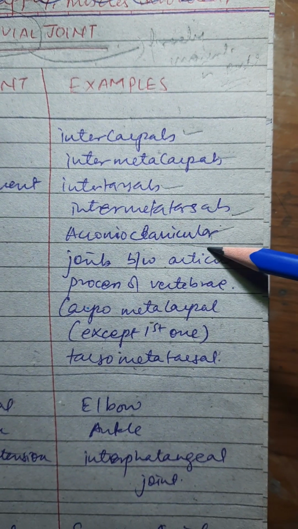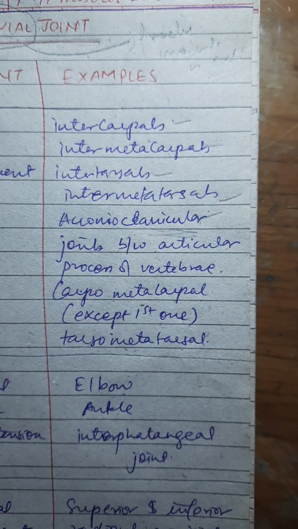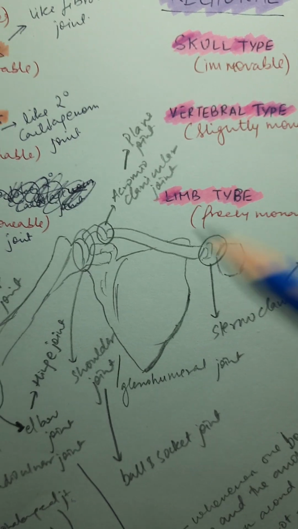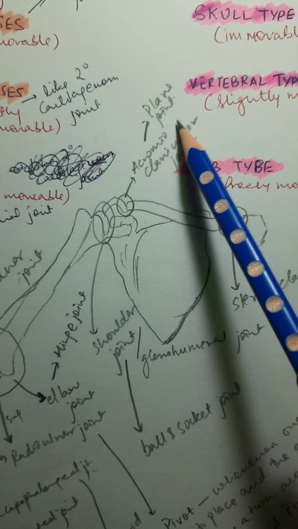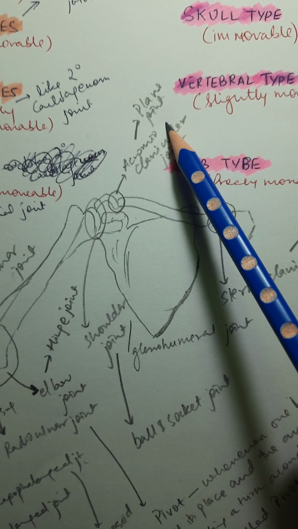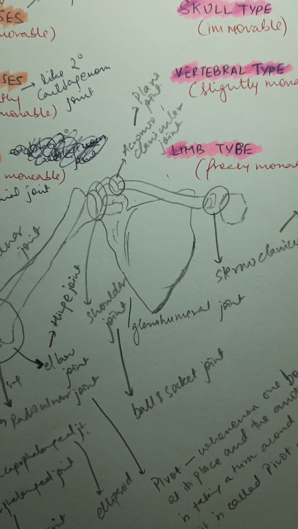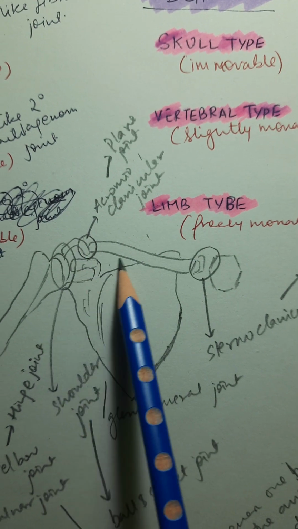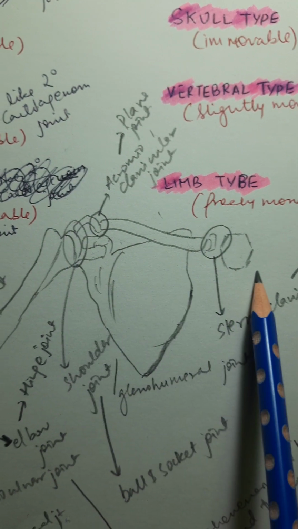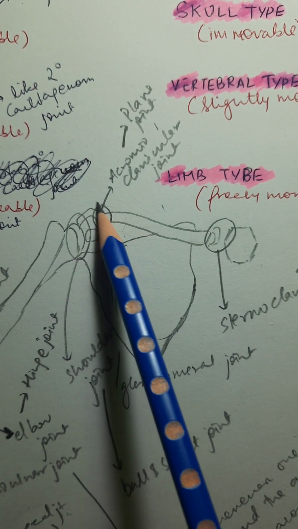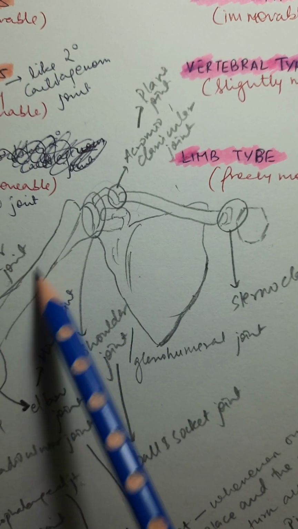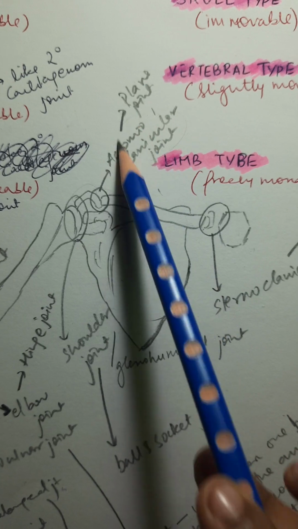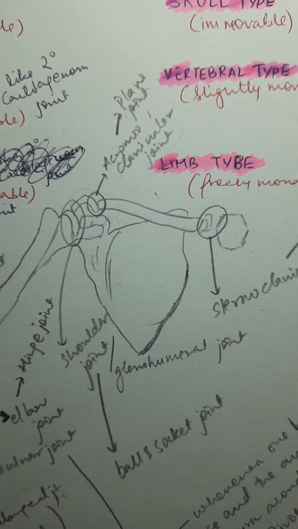And I hope everyone knows what this acromioclavicular joint is. So this over here, this is the acromioclavicular joint. It is a plain variety of synovial joint. This is between the clavicle, this is the clavicle, this is the sternum, and the acromion process of the scapula. This is scapula, this is humerus. So acromioclavicular joint is a plain joint.